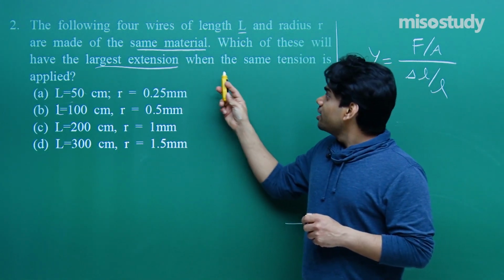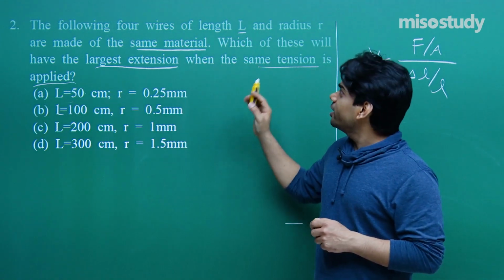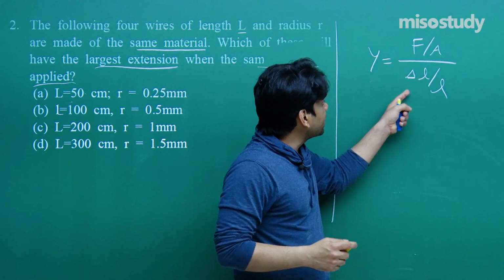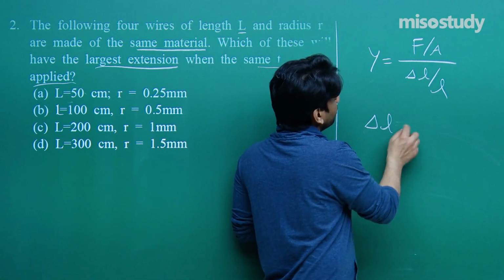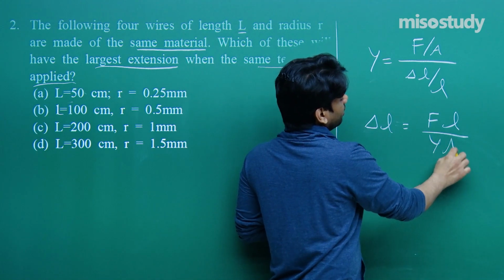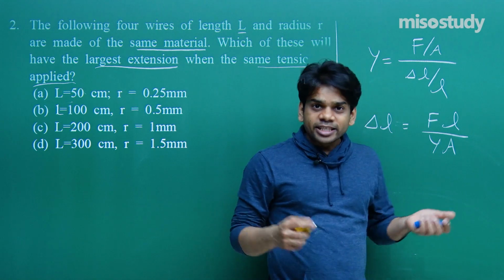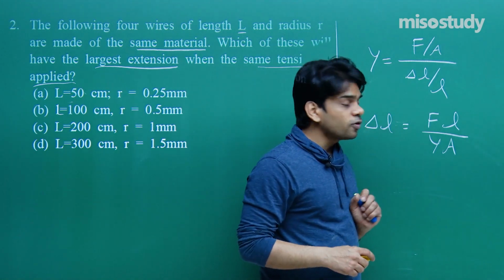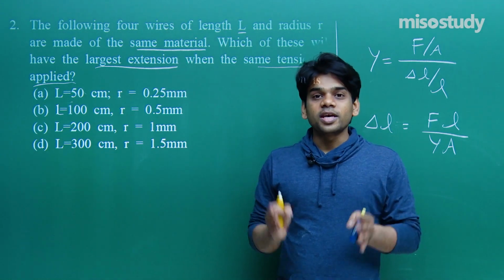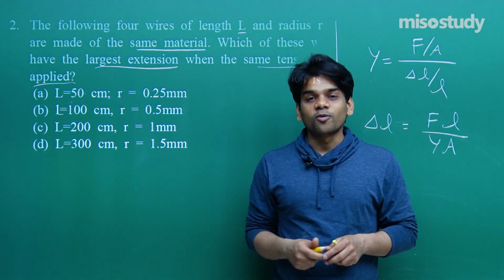Now it says that when the same tension is applied, which of these will have the largest extensions? We need to talk about delta L. So delta L, if I make it the subject, we will be having F L divided by Y A. This will be the formula for delta L. Now F is what? F is the tension that we have applied, and F is the same for each of the wires. Why? Because the material is the same. I have told you in the class, for the same material, the Young's modulus will remain the same. It doesn't matter what the length is, what the area of cross section is.